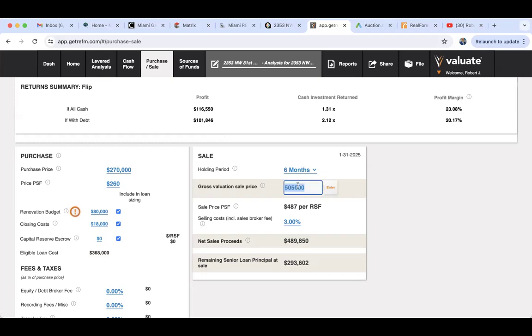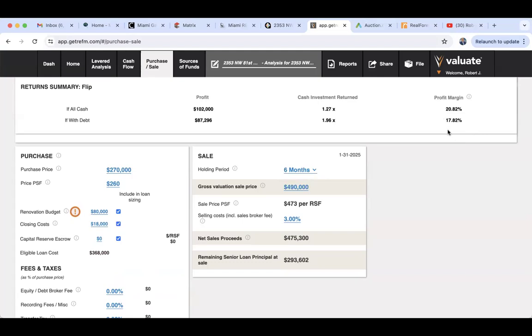Well, wait a minute. What if we can't sell it at 505? What if we end up selling it at 490? Does this still look good? Does it still look appealing to your investor? Telling your investor, hey, look, I've got an opportunity for you to buy a house, renovate it, and make a 20% profit in 6 months. That's if we sell it at 490. This is still looking very good, isn't it? Right? It's still looking very good.